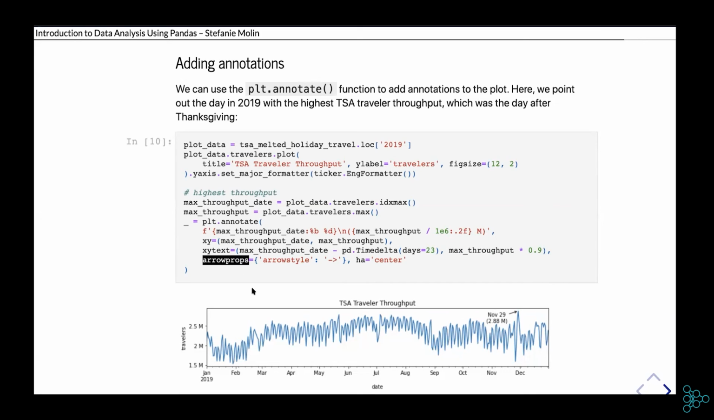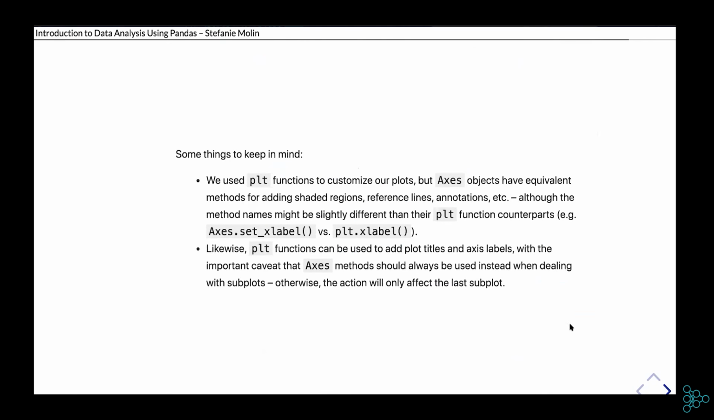And finally, we have arrowprops, which we're giving a dictionary of a style to use for the arrow, because we want to point from our text to that maximum value. And then we're also specifying horizontal alignment, ha, of center, so that our text, which has 2 lines, is centered nicely. And you can see that text now in the plot with the arrow pointing to that peak on November 29th.